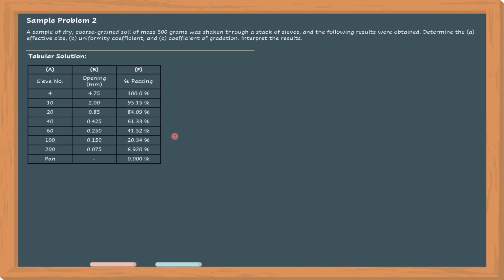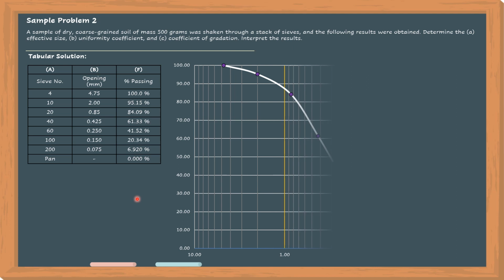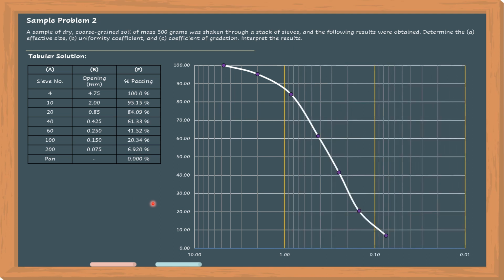Okay, so what is really important to compute the sieve analysis parameters, the data that we need, like the effective size, the uniformity coefficient, etc., is the opening and the percent passing. Because these are what we will plot on semi-log graph paper. Okay? So, this is the semilog graph paper. Then, we have plotted the percent passing versus the particle size diameter.